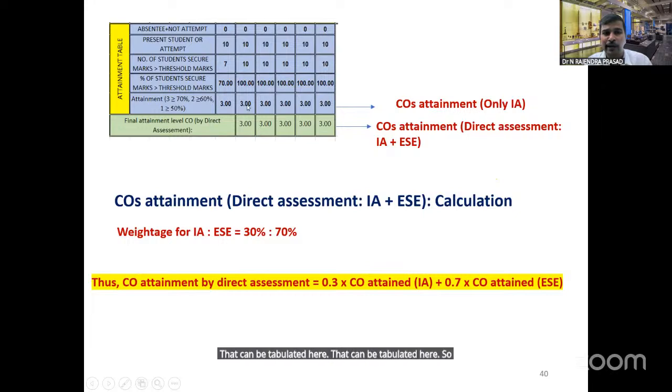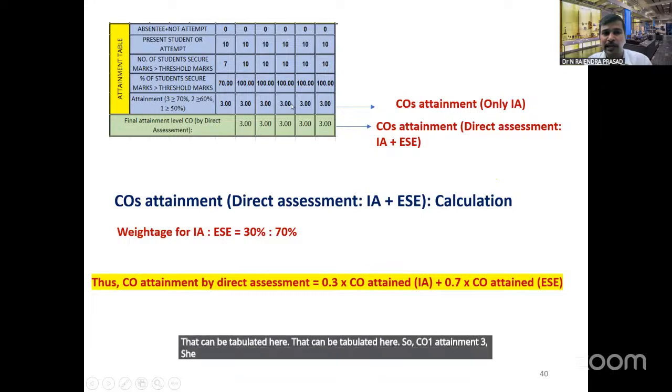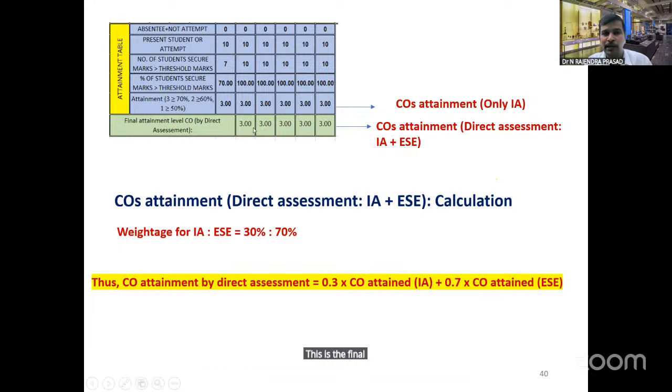So CO1 attainment 3, CO2 attainment 3, CO3 attainment 3, CO4, CO5. This is the end semester examination attainment. This is the final attainment. How have you got this? So 0.3 into this plus 0.7 into this. We will get this. Again, to get this, 0.3 into this plus 0.7 into this.